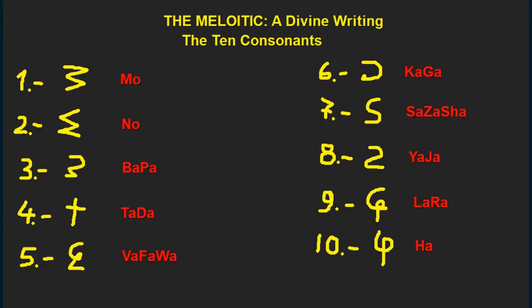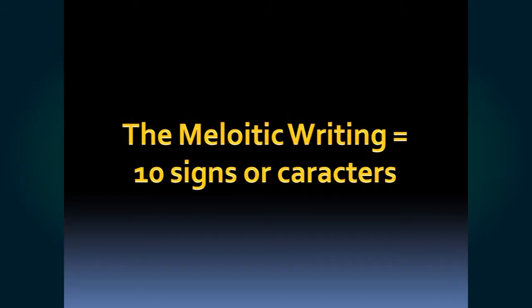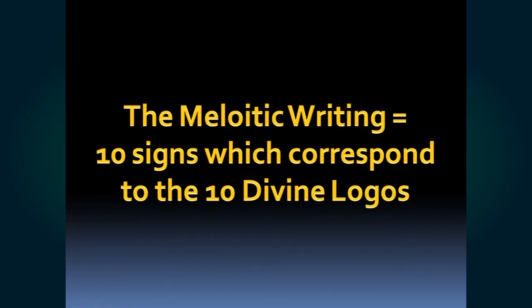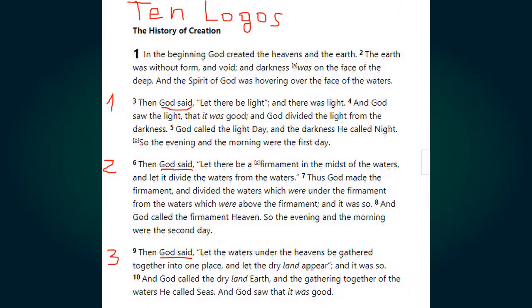As we have seen in the previous video, the Meloitic is characterized by 10 consonants which correspond to the 10 logos, as demonstrated in the following example taken from Genesis chapter 1 in the Bible.